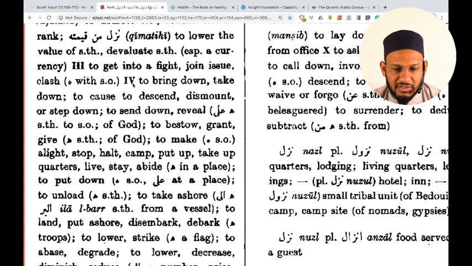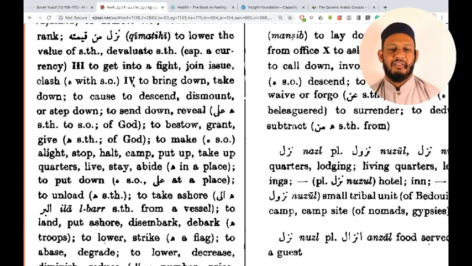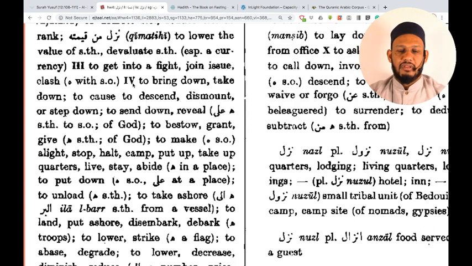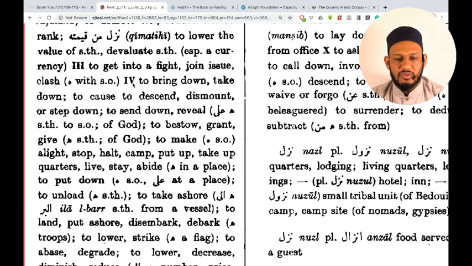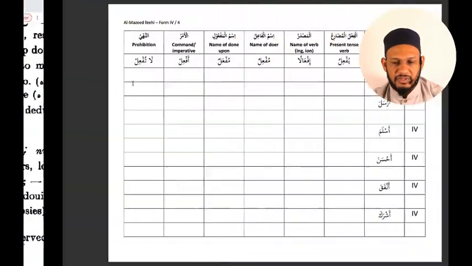Nazala in the third form means to get into a fight, maybe because you're mutually causing both people to want to descend, both people trying to knock each other down, so maybe it means to come into a fight. And then number 4, the meaning there is to bring down, to take down, to cause to descend, to dismount, to step down, and so on. So there's a very similar meaning to the second verb. It's also causation. There's some subtle difference. We'll discuss it again, inshallah.